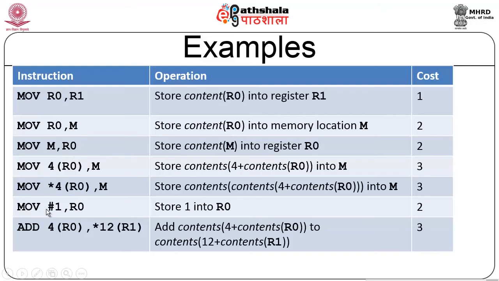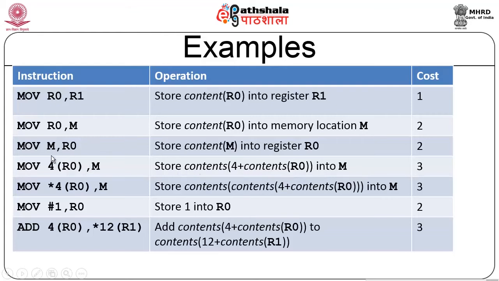Then the next one is move 4 of R0 comma M. So this is actually register based, right. We have just now seen it is move C of R0, so C plus contents of R0, that is 4 plus contents of R0 into M.